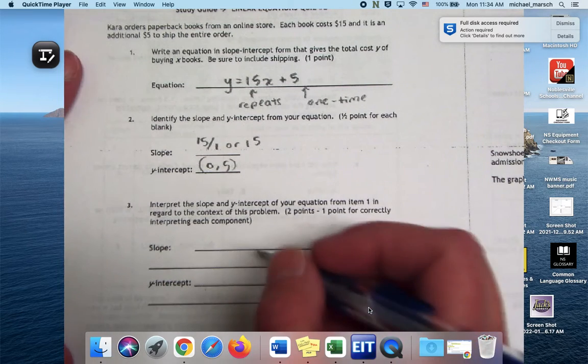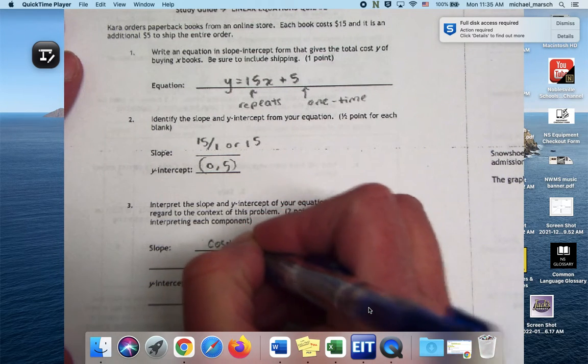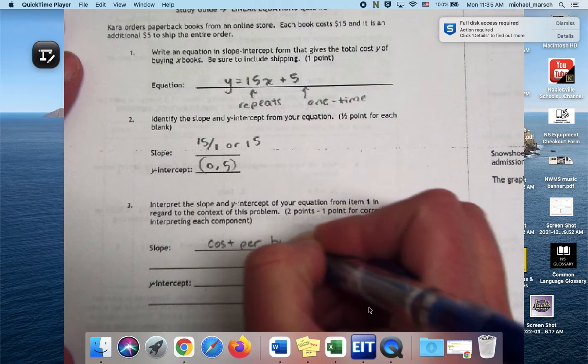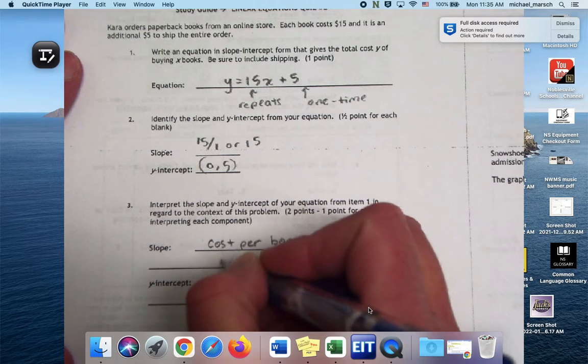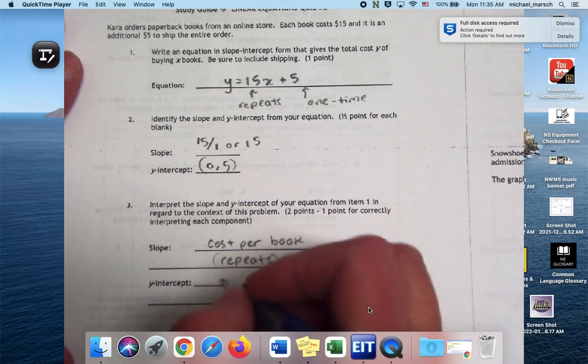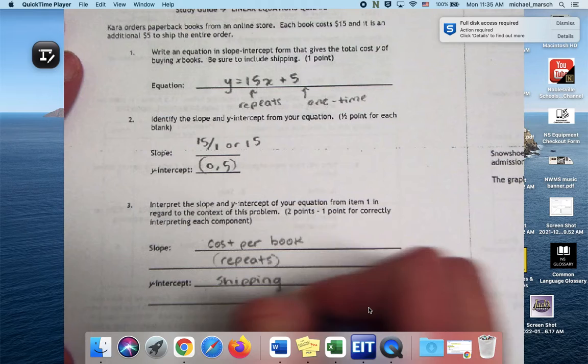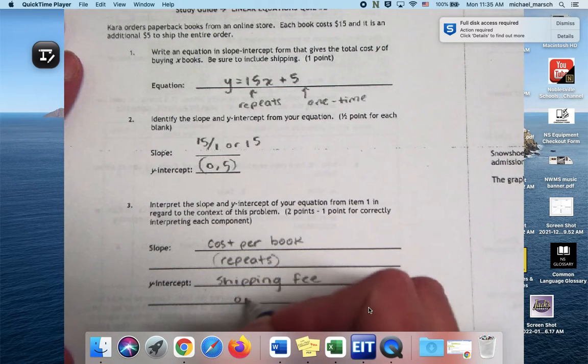Maggie. I said the slope is the amount per book. Yep. And the y-intercept is the shipping cost. Yep. The cost per book, and that repeats depending on how many books you purchase. And this is the shipping fee. And that's a one-time deal.